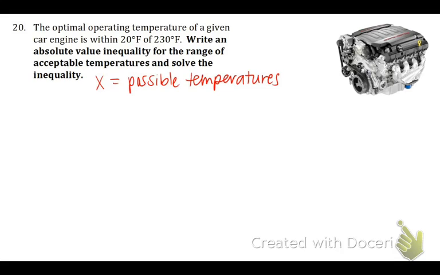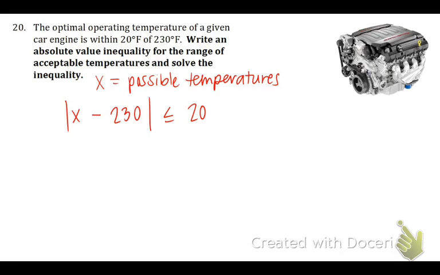So, the desired temperature is 230. So, the desired amount is always right after the variable. And we're going to have absolute value symbols around it. And it is within 20 degrees. So that means we don't want to go over 20 degrees. That's why we're having a less than or equal to symbol.